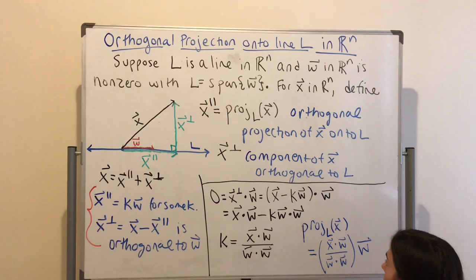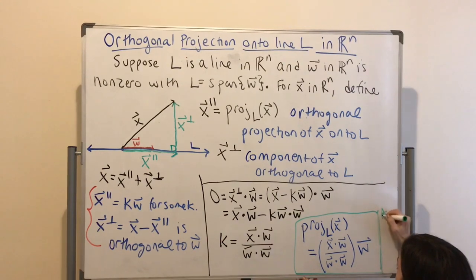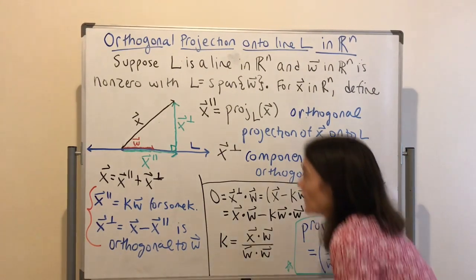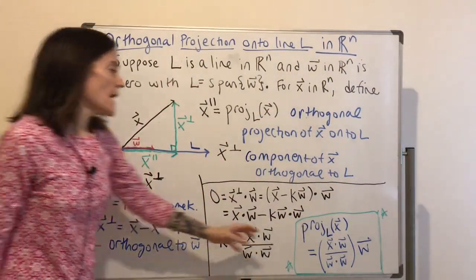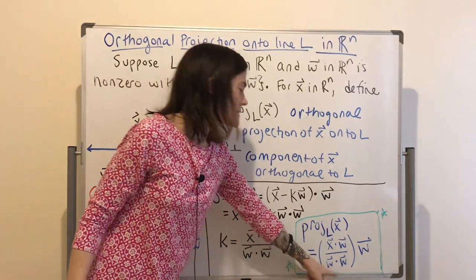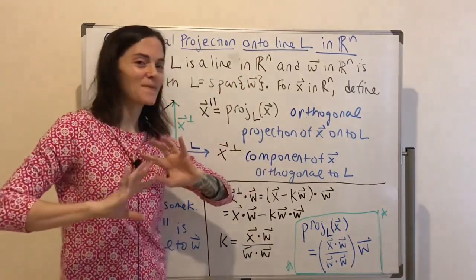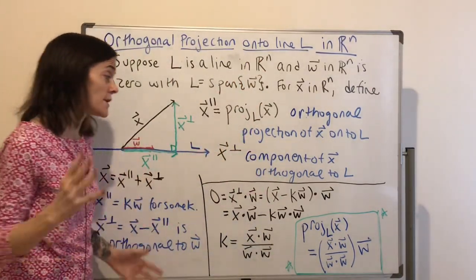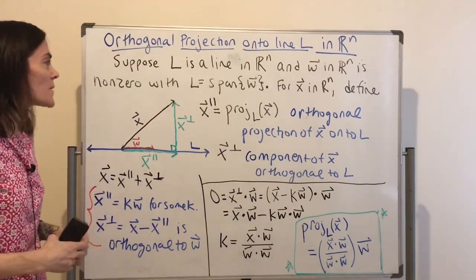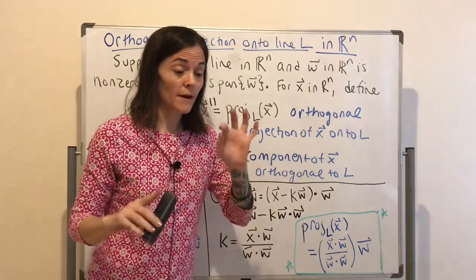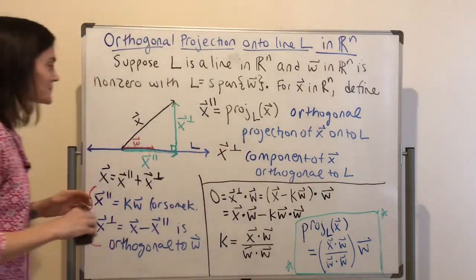So this is a formula which we were able to fit on the board for the orthogonal projection. Okay, it's a multiple of W. We see that here. And what is the multiplier? Well, it's this X dot W divided by W dot W. This is general in R n. Now, let's do an example, and then we will get into the matrix when n equals 2.